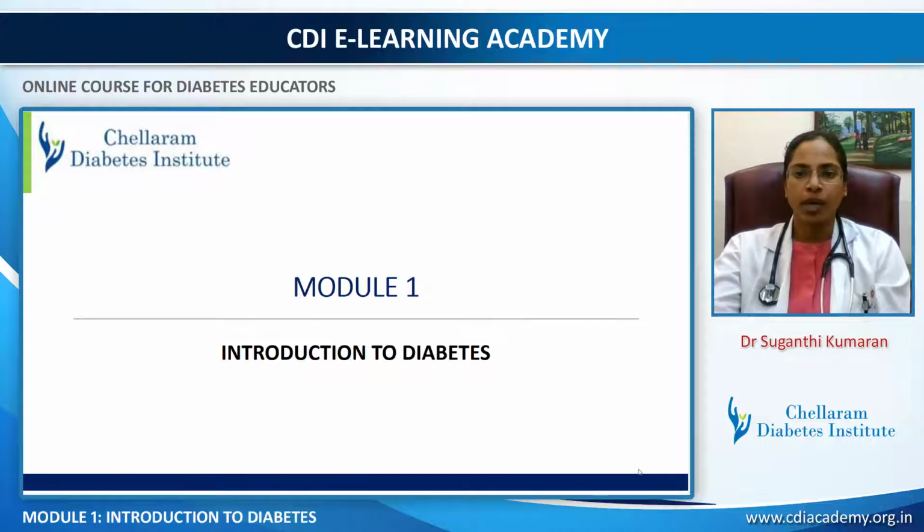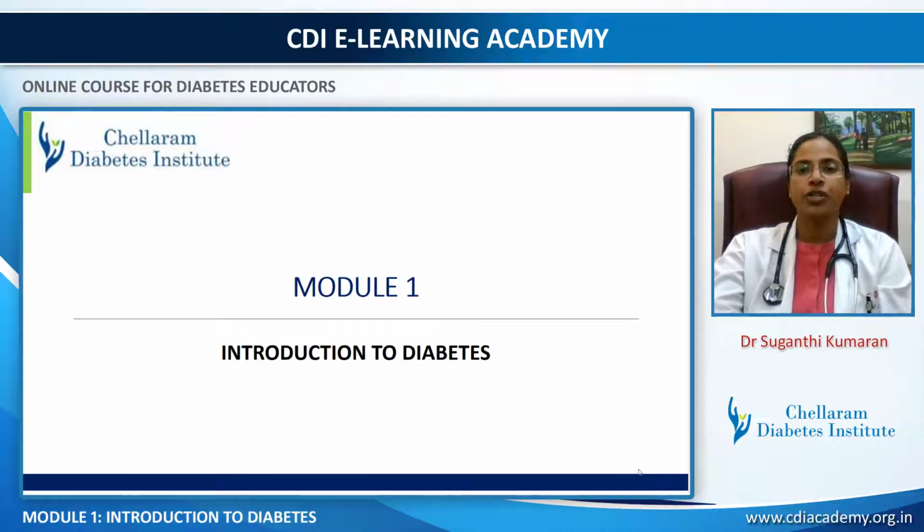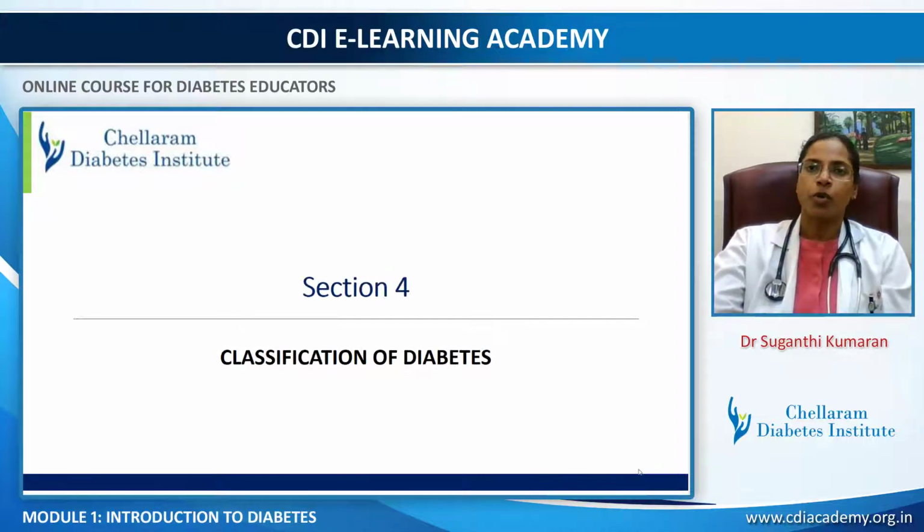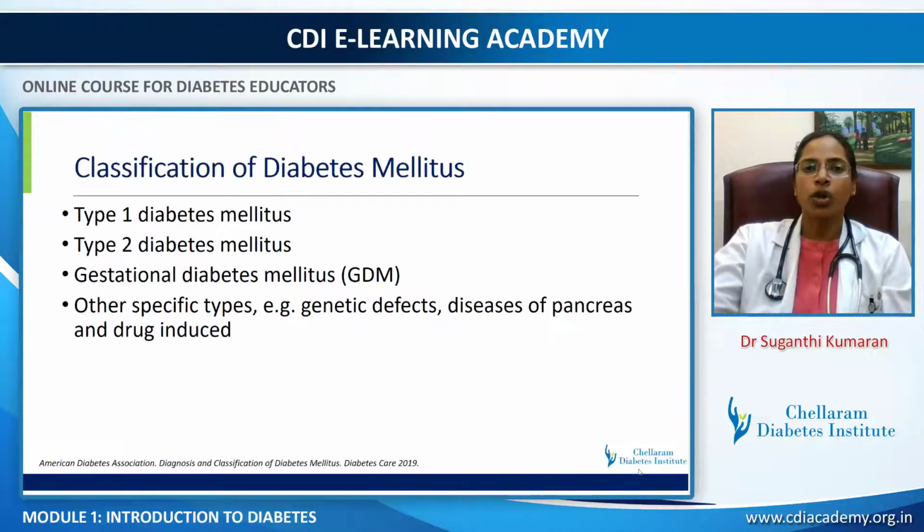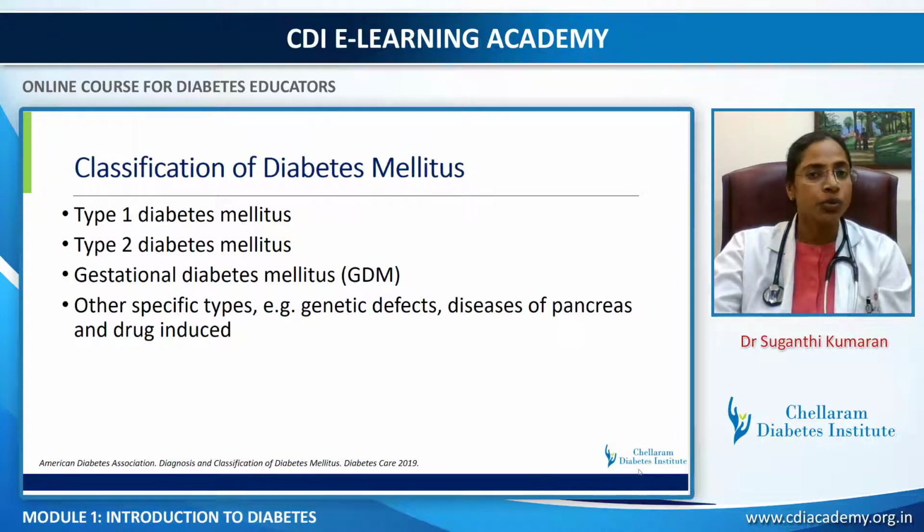Let's talk about Module 1, and I'm going to talk about Section 4 and 5. Module 1, as you all know, is Introduction to Diabetes. Section 4 deals with classification of diabetes. As you all know, there are four major classifications of diabetes: type 1 diabetes, type 2 diabetes, gestational diabetes mellitus, which is diabetes happening in pregnancy, and other specific types. We'll talk a little more in detail about each of the following.